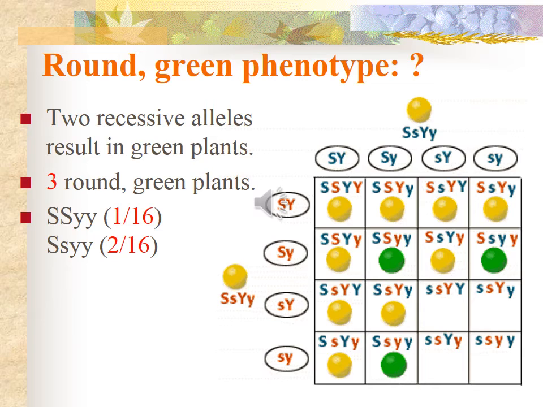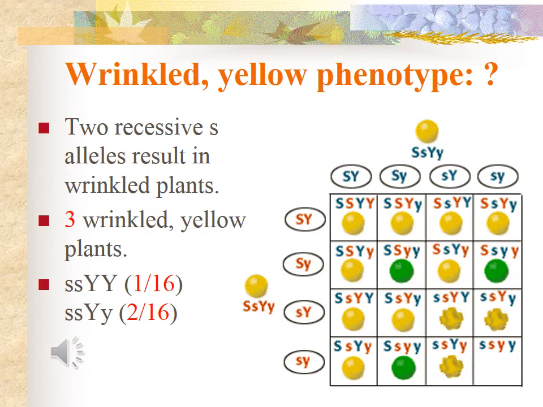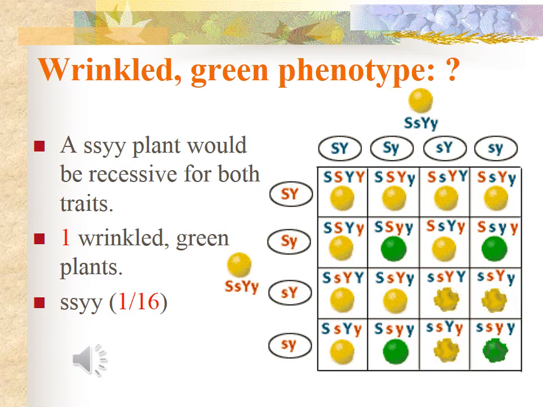And here you've got a round green phenotype. So you basically figure out the ones that have two little y's with at least one big S. And you can see them right there. So here you have the wrinkled yellow. So you're looking for something that has the recessive in the S's and at least one dominant Y, and you can see them right there at the bottom. And here you've got the wrinkled green. There's only one that has recessive for wrinkled and recessive for color. Little s's and little y's.